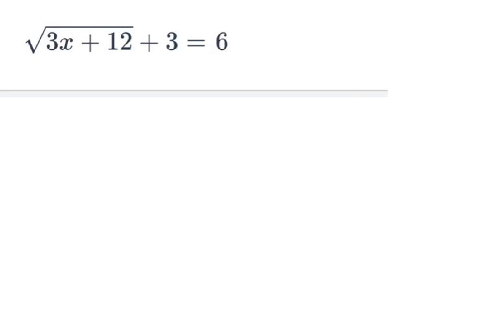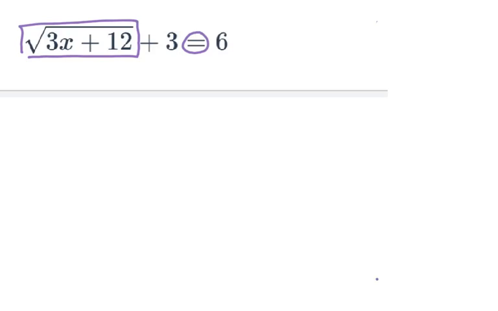I'm going to show you how to solve radical equations using the 5 steps we have on the previous example. So the first step says I'm going to isolate the radical. So this is the radical, and this is the term I need to get by itself on the left side of the equal sign.